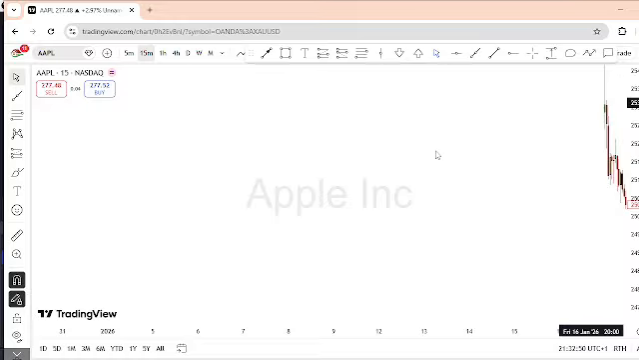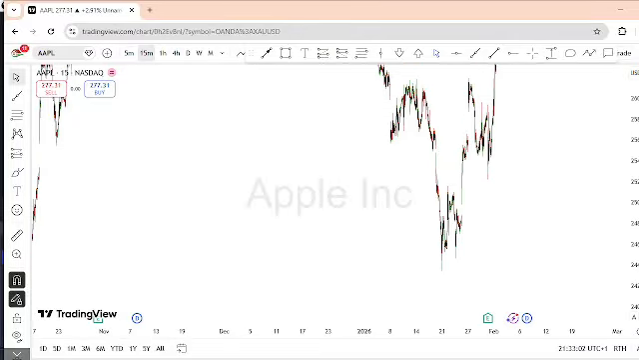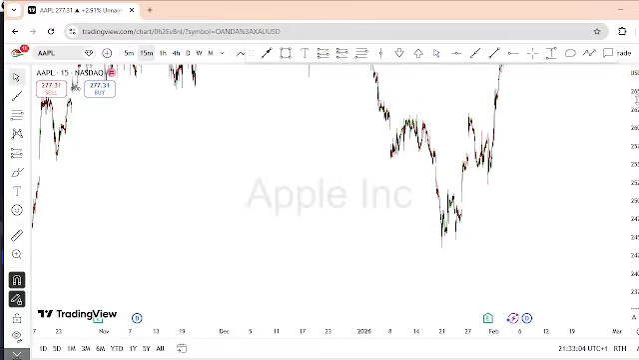This is what the chart looks like. I'm trying to zoom it for you. Okay, this is what the chart looks like.